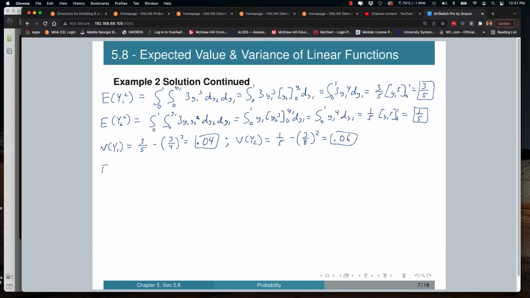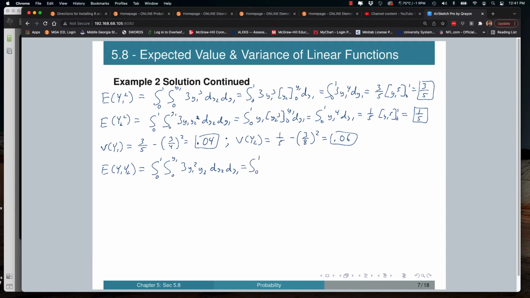And now I have to find the expected value of y sub 1 times y sub 2 so we can find our covariance. Again, I'm keeping my limits of integration consistent here, but I'm multiplying in a y sub 1 times y sub 2. So my 3y sub 1 from the original function on the previous slide becomes 3y sub 1 squared y sub 2, dy sub 2, dy sub 1.